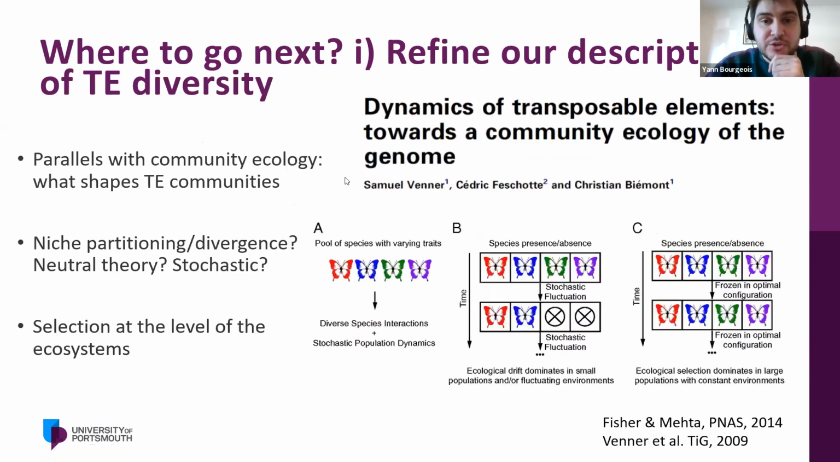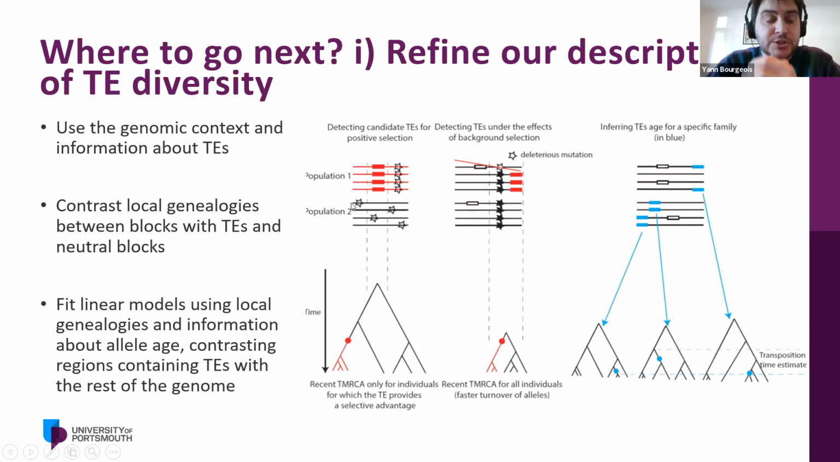So where can we go next? So this is a pilot study. The thing is that we just generate qualitative expectations depending on different combinations of mechanisms, such as purifying selection, preferential insertion, rates of transposition over time.